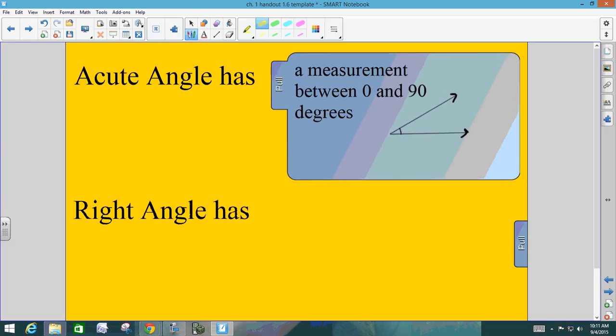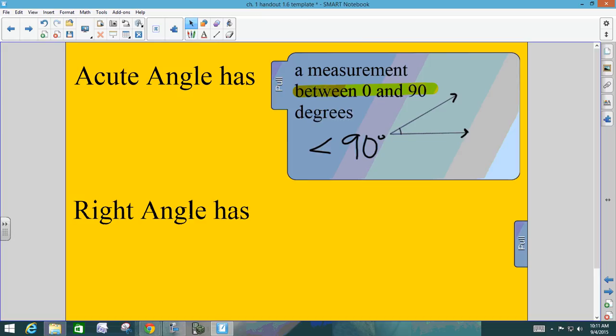You can write it word for word and write between 0 and 90, or just write less than 90 degrees. You don't have to write out every single word that I have typed up here. Write what makes sense to you. An acute angle is less than 90 degrees.